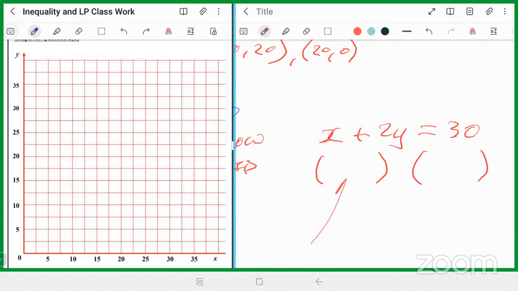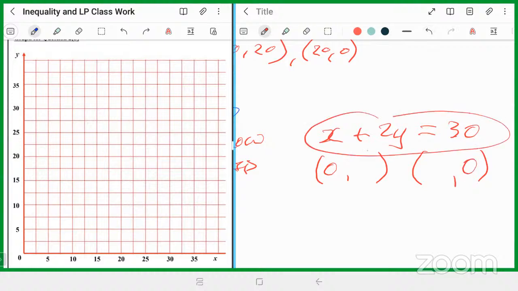The first point, to give it an x value of 0. The second point, to give it a y value of 0. You're going to use the equation to work out the value coming here and the value coming here. All right, let's do it now.